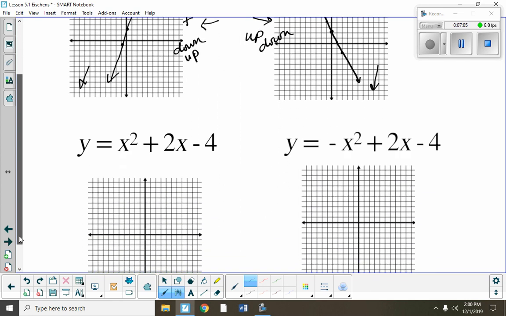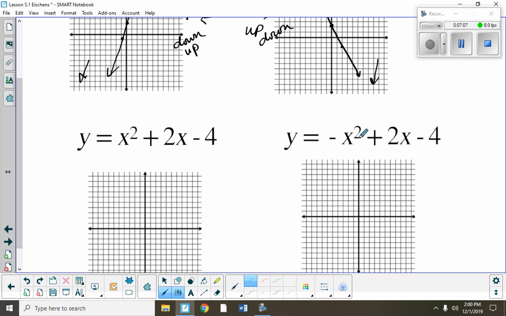In this next example, we have x squared. Both of these examples are x squared, so that's quadratic, and the exponent is even. So we're going to watch what happens. Here your leading coefficients are 1.